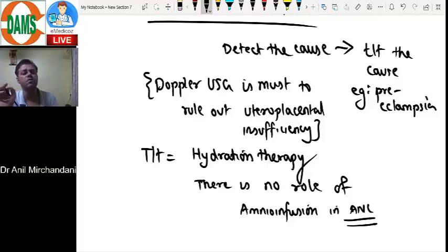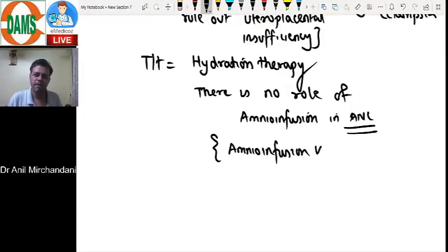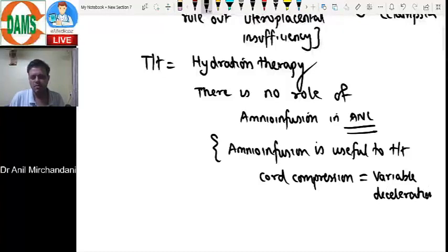Is amnio infusion useful? Yes, amnio infusion helps in certain cases. Amnio infusion helps in case of cord compression leading to variable deceleration. We will talk about these things. So remember, amnio infusion is useful to treat cord compression leading to variable deceleration in labor. So if there are variable decelerations in labor, we definitely do amnio infusion.